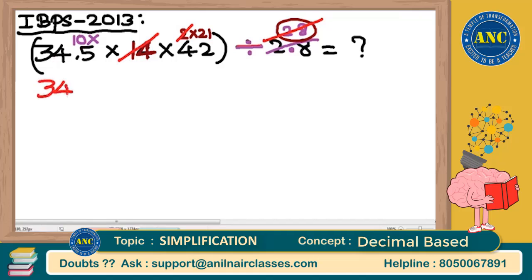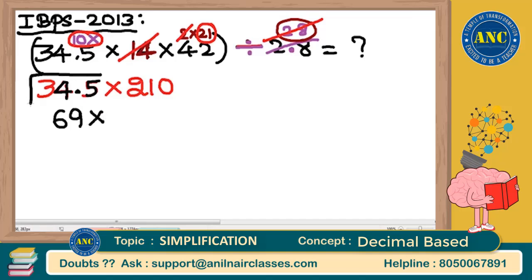Left out things are 34.5, 21, along with the extra 10. 21 into 10 is 210. But I also told you that whenever the number is ending with 5, double it. 34.5, if I double it, I will get 69. But if I double one of the numbers, I should halve the second number.